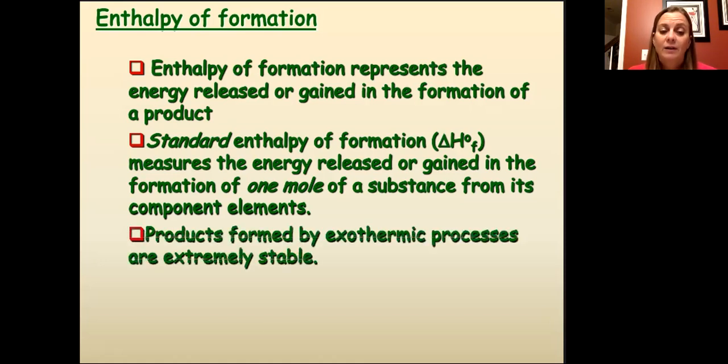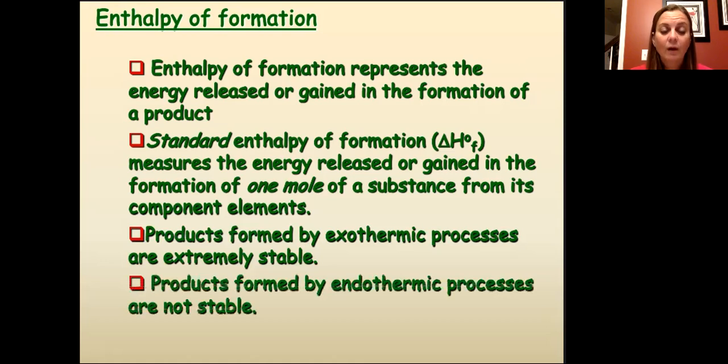If we have a product that is formed by an exothermic process, meaning that its elements had more potential energy than the product does, those products are extremely stable. They're going to have negative enthalpies of formation, meaning that energy was released as they were formed, and they're very stable. Products that are formed by endothermic processes are not stable. So if it requires energy to make a product, it's not going to be very stable.